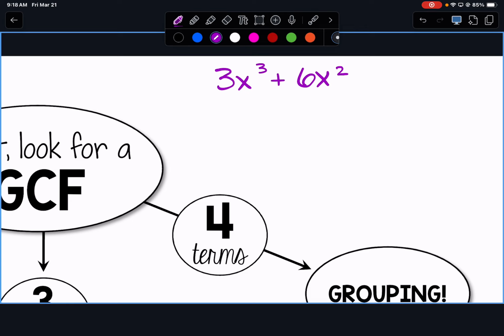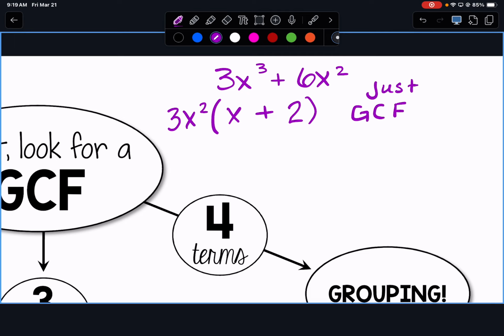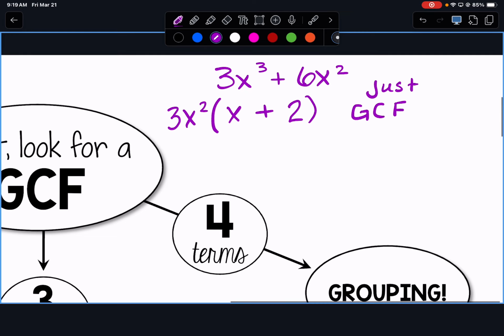How would I factor that? You would find your greatest common factor. 3x squared is our GCF. If I take out 3x squared, what does that leave us with? x plus 2. That is it, we can't do anything else. It is a-okay to have just a GCF. That's fine.